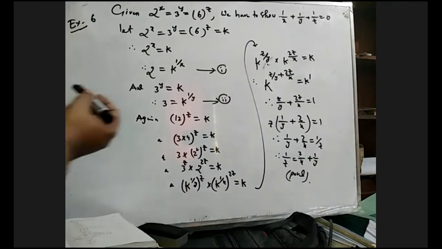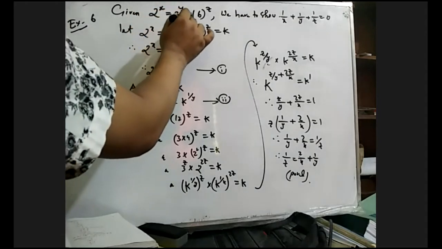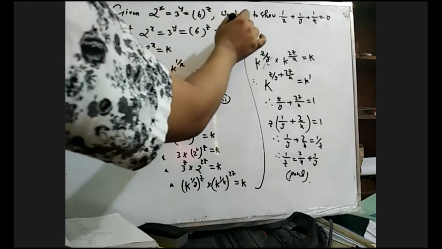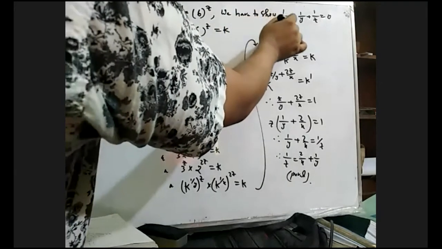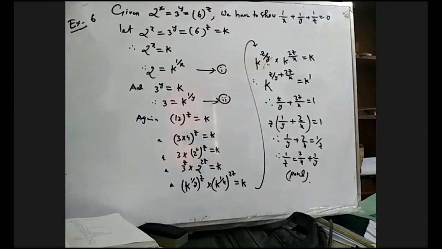Okay, now next example 6. Given 2 to the power x equals 3 to the power y equals 6 to the power z, then you have to prove or show that 1 by x plus 1 by y plus 1 by z equals 0.